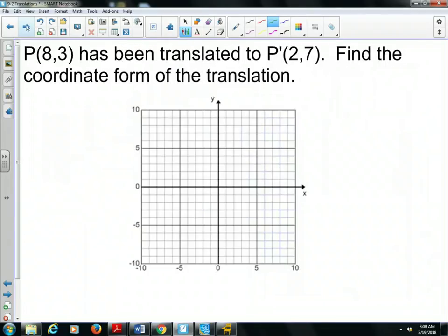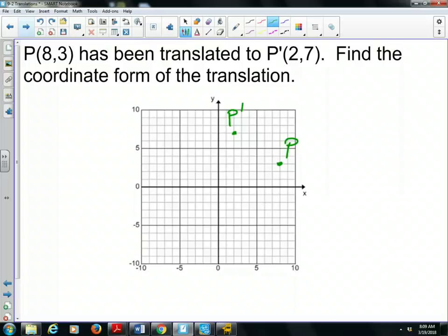This time we have to write it in transformation symbolization. So I have P. P is at 8, 3. So right 8, up 3. There is point P. And it has been translated to P prime, so my image is at 2, 7. There is P prime. So find the coordinate form of the translation. We'll also put this in transformation symbolization form. We'll do both.